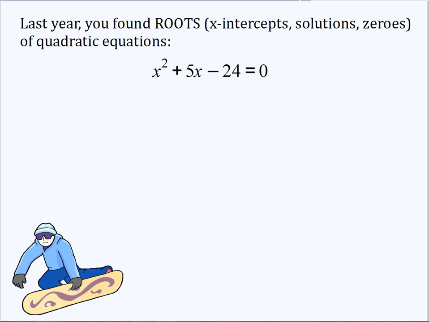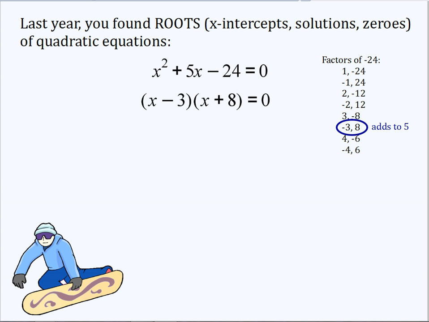So last year, when you had a quadratic equation like x squared plus 5x plus 24, remember you found all the factors of negative 24, and you were looking for that special pair that added to a positive 5. We found that pair in our negative 3 and positive 8. So I broke my equation down into two factors, x minus 3 for the negative 3 and x plus 8 for the positive 8.